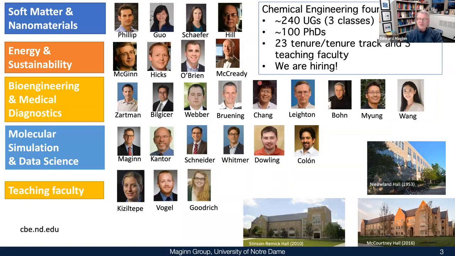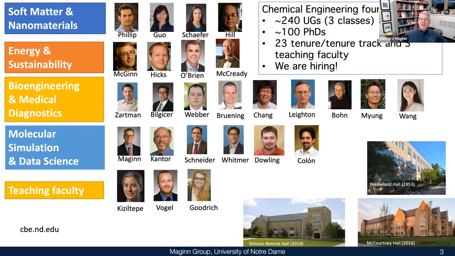We're a fairly old department, started in 1905. And we organize ourselves into 4 distinct areas: soft matter, nanomaterials, energy and sustainability, bioengineering and medical diagnostic devices. And then the main area I work in is molecular simulation data science. But of course, we all work across multiple areas. So a lot of what I do is energy and sustainability.